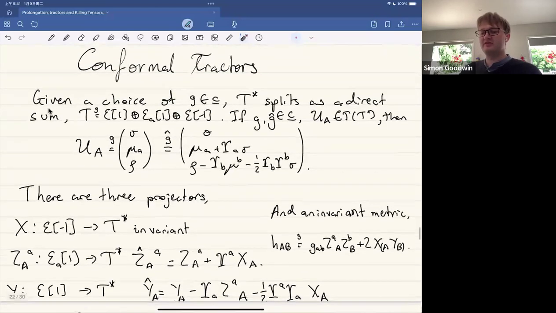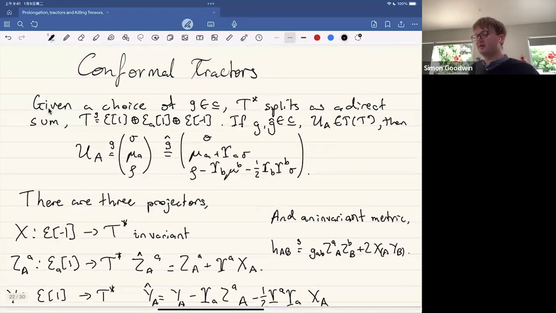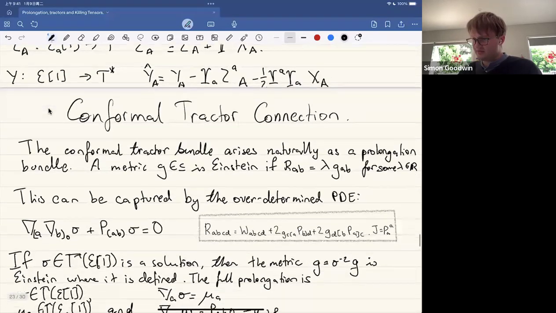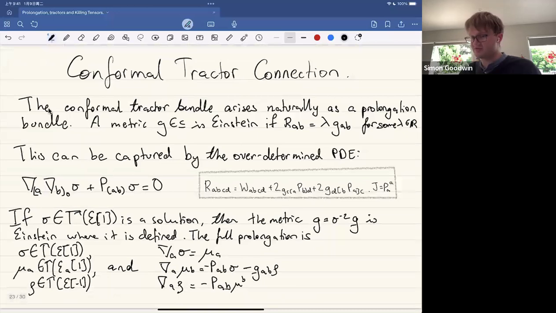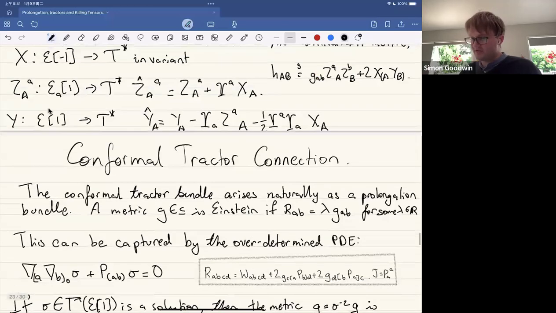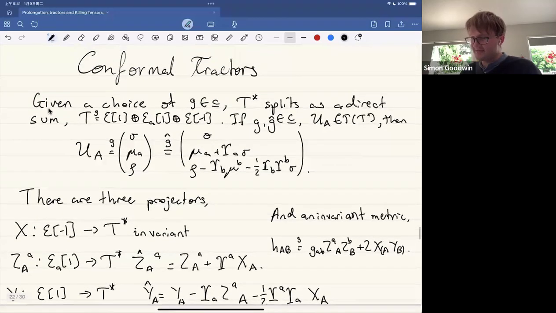There is, in fact, a nicer way of looking at this tractor bundle, and it's probably the first way that it'll be introduced if you're looking into these things. That would be on the next page, because it arises as a prolongation bundle. But also I've forgotten that I need to talk about all these things.